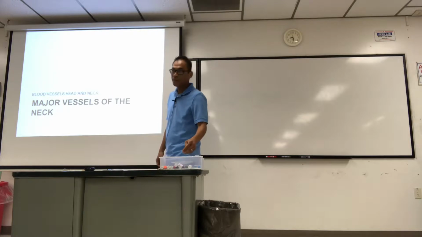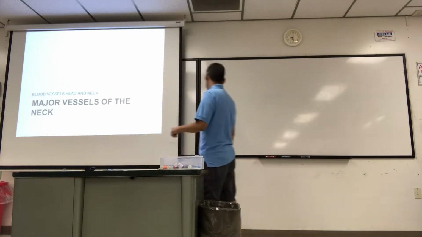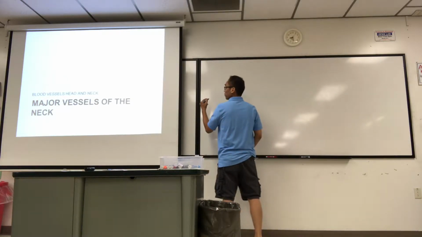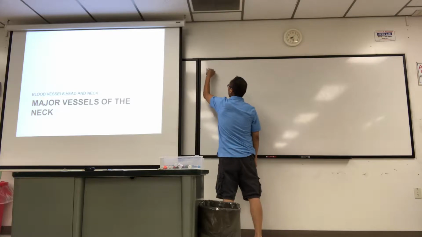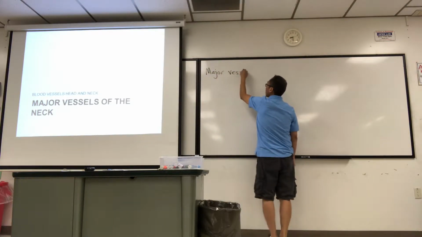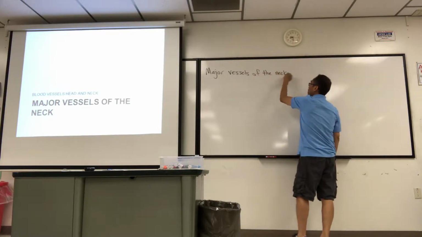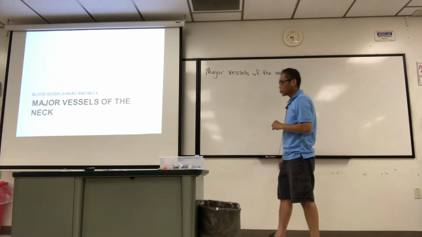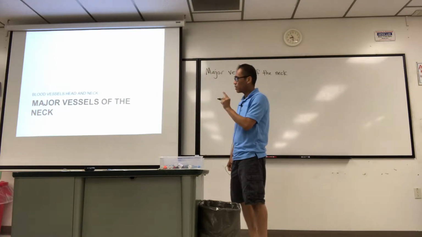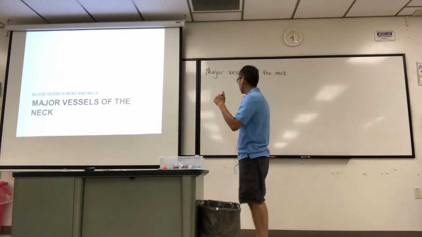Blood vessels, starting with blood vessels of the head and neck. The major vessels of the neck, there are two. There's the subclavian artery and the common carotid artery. Those are the two major vessels of the neck.